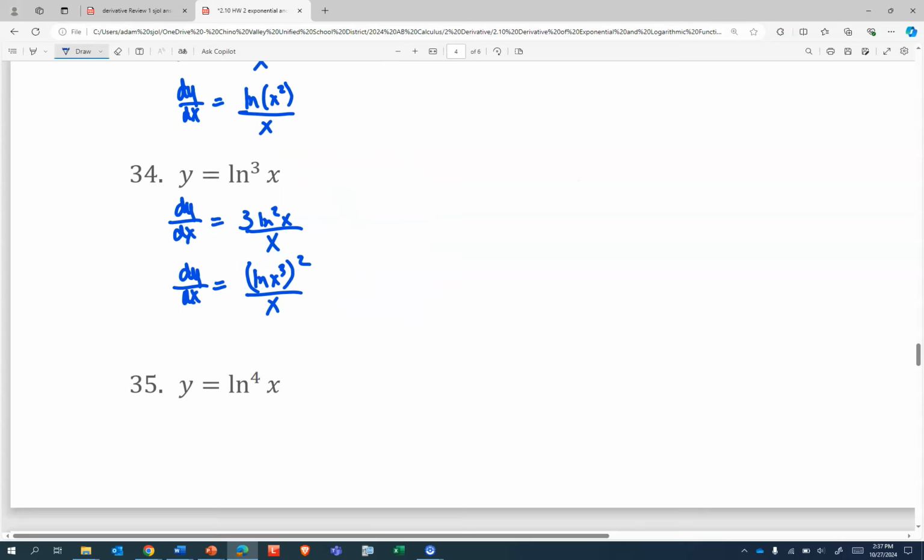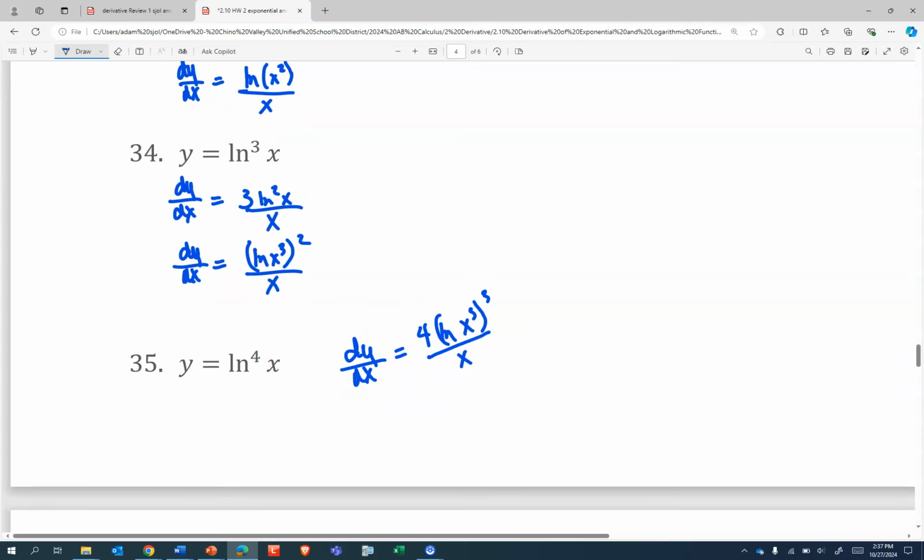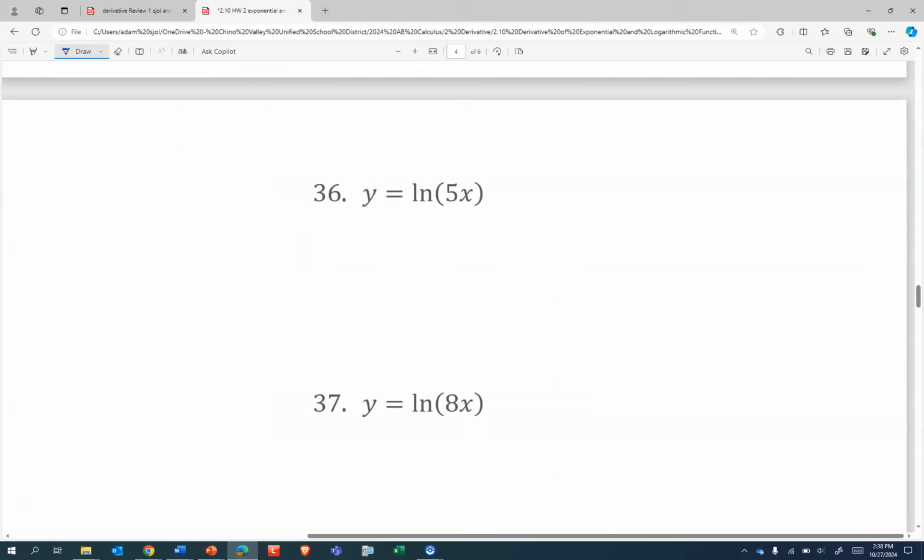So can I do it? What's this going to be? So this is going to be 4 natural log of x cubed, cubed, over x? That's my guess. Okay, let's see. Oh, I was not thinking clearly. Well, I suppose you only get that if you watch it. Okay, I'm not going to rewrite that because I don't have much room.